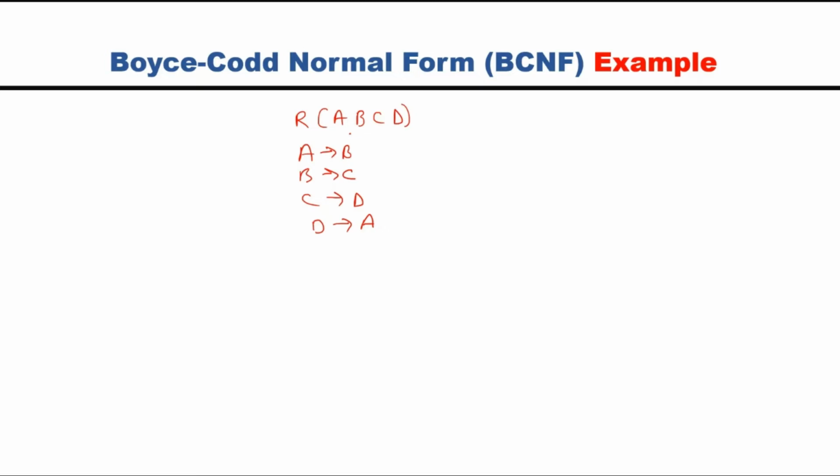4 attributes are there. So if you try to go for the first normal form, it is already in first normal form. What about the second normal form? So you have to start with the candidate key. What is the candidate key here, students?